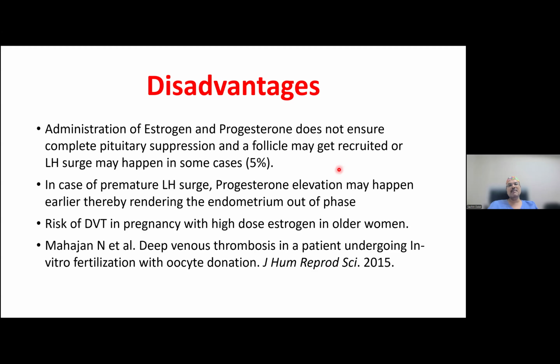Disadvantages. Administration of estrogen and progesterone does not ensure complete pituitary suppression, and sometimes a follicle might get recruited or an LH surge might occur in 5% of the cases. In cases of premature LH surge, progesterone elevation may occur earlier, thereby rendering the endometrium out of phase. So this will usually occur when you have used very high doses of estrogen. That is when you will find a premature LH surge occurring and progesterone getting elevated.